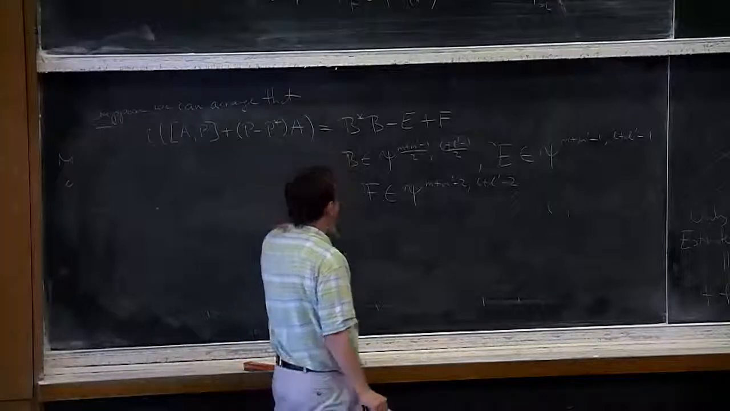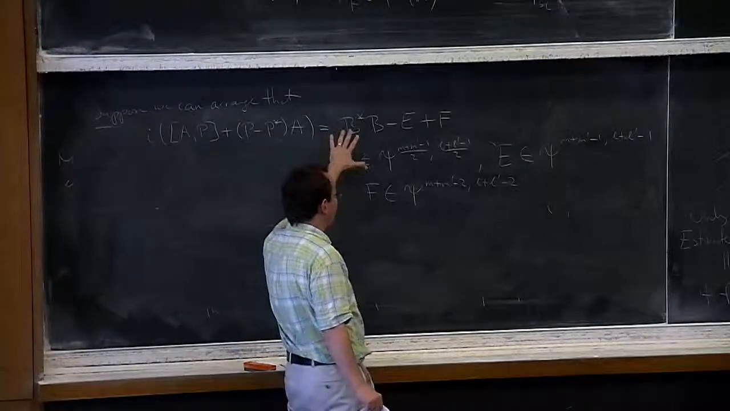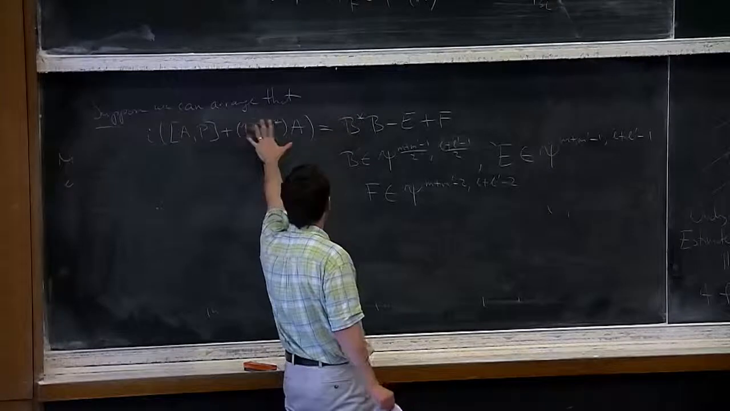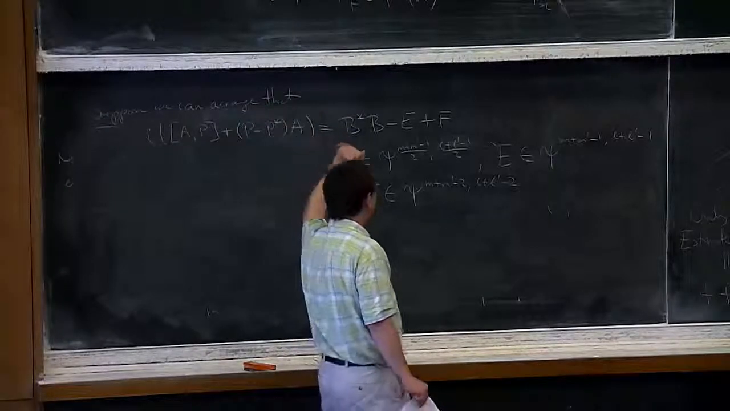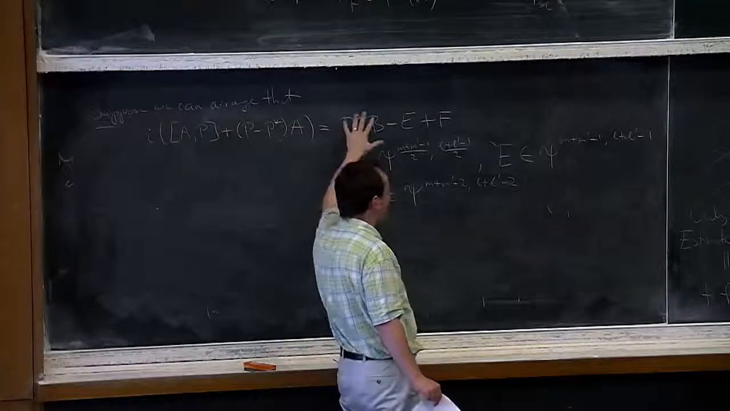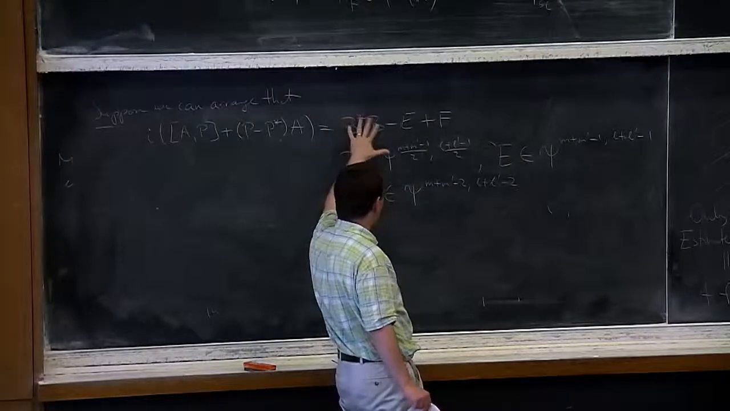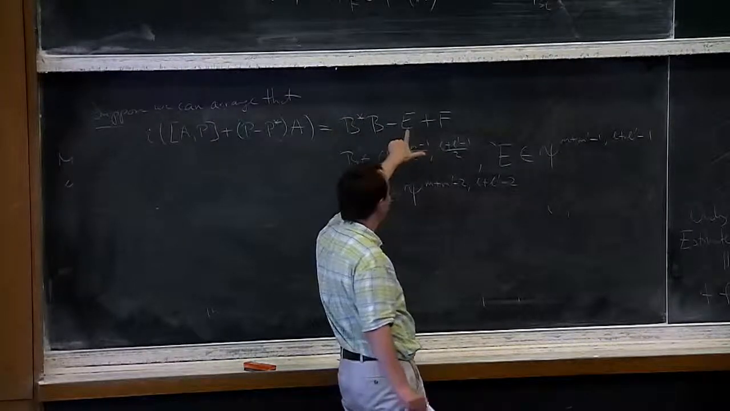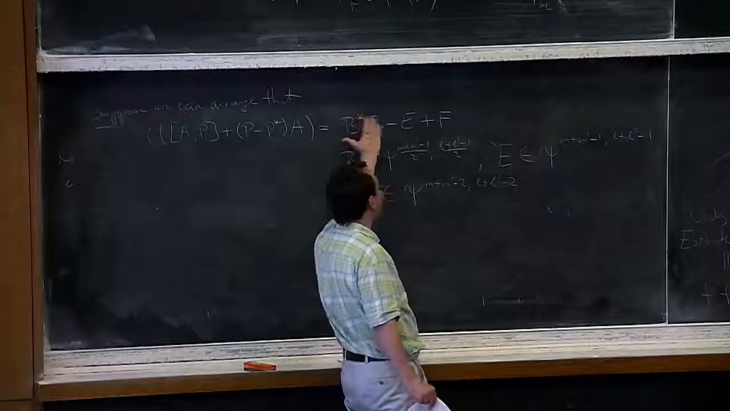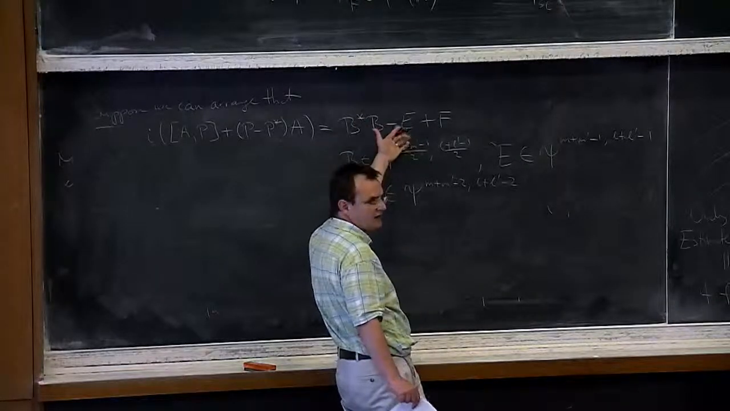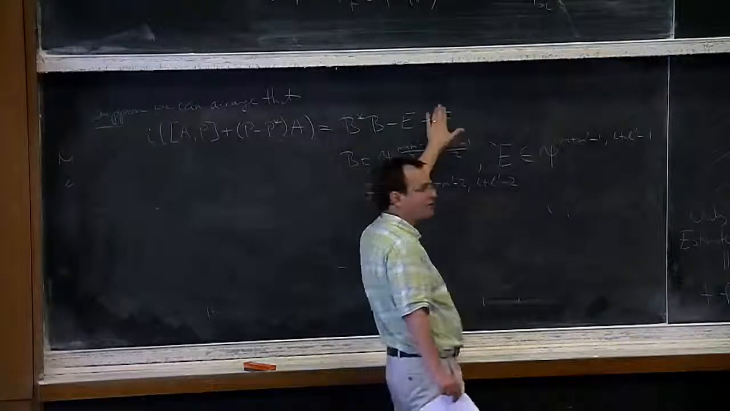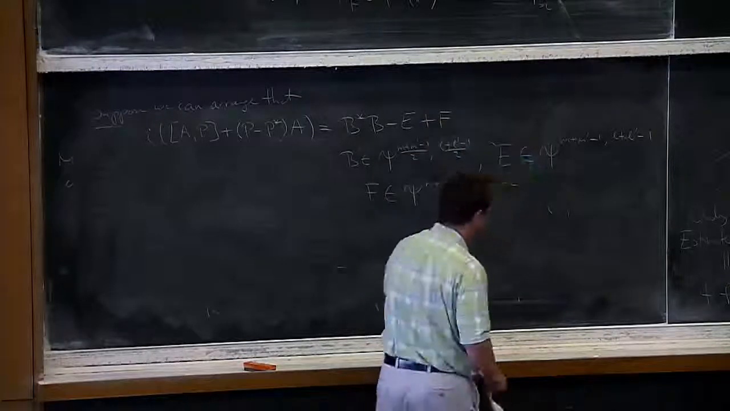So you read this as saying that this commutator, quote unquote commutator, is essentially positive. So it's positive where E is trivial, so it's positive away from, say, the wavefront set of E. And then F is modulo something that's trivial. That's the way you read it.